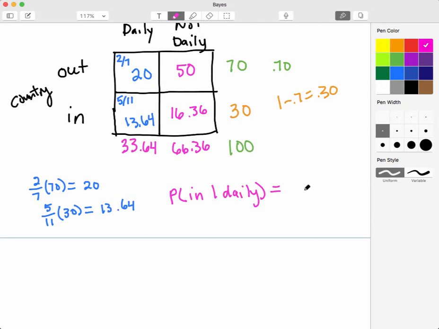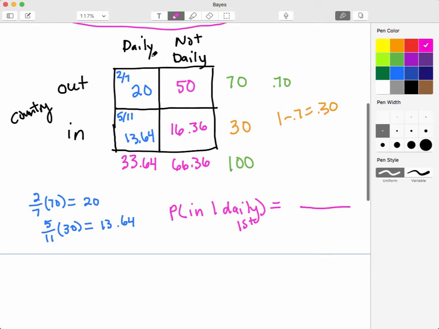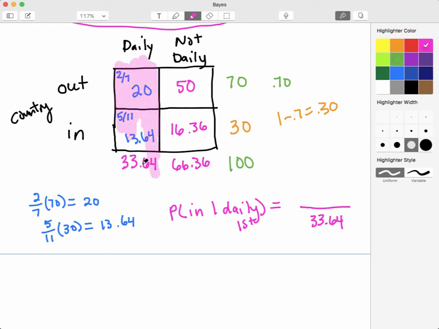So a conditional probability is just a part out of a whole. So the given is what we look at first. So I go back up here and say, well, what's the number of people that log on daily? So that is 33.64 are logging on daily. And then the question is, now out of the people who are logging on daily, how many people are in the country? So I'm really just focusing my attention on this column because these are the people that are logging on daily. I can ignore everything else in that table.